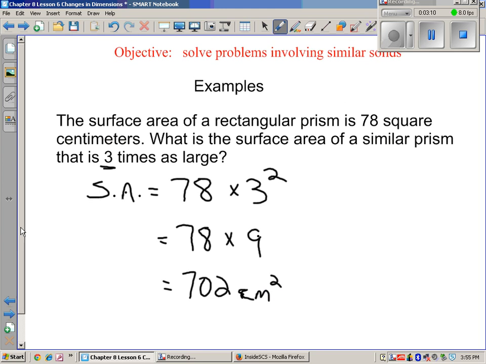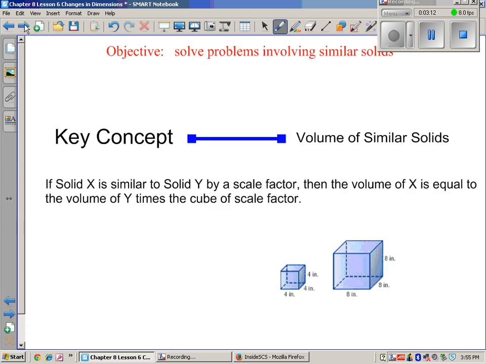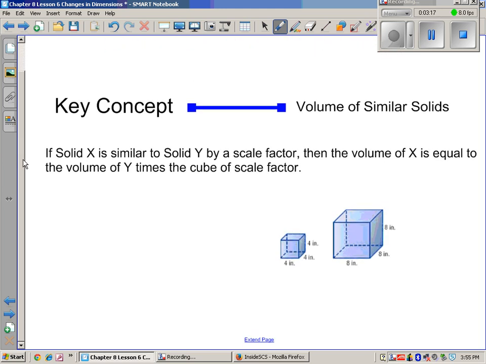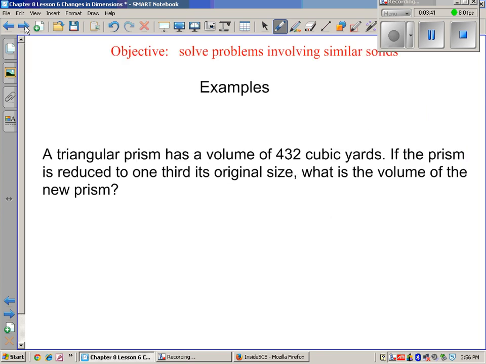Okay, let's move on to our next key concept. We're looking at the volume now of similar solids. If solid X is similar to solid Y by a scale factor, then the volume of X is equal to the volume of Y times the cube of the scale factor. So once again, instead of taking the square of the scale factor, we're taking the cube, or the third power. Let's take a peek at an example so we can put that into play.